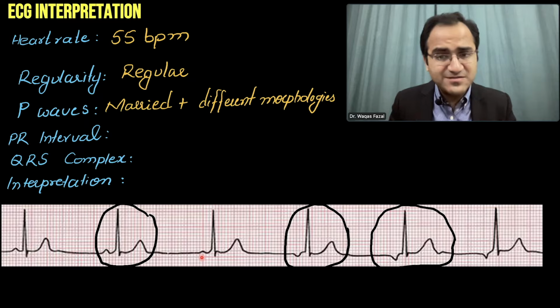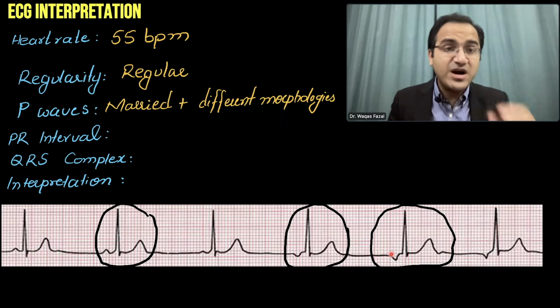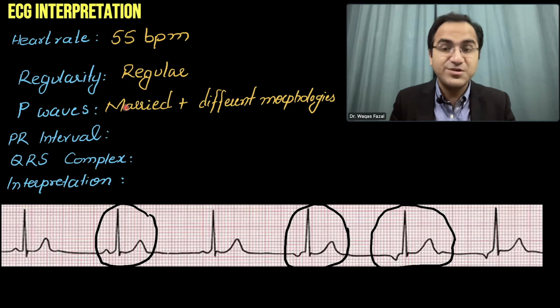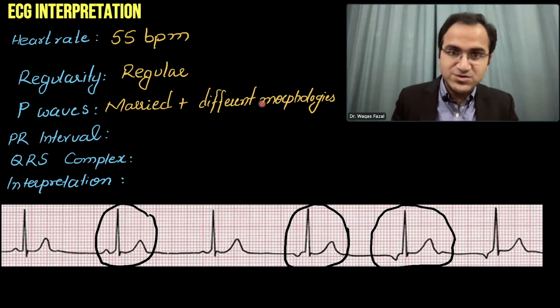If you look at the P waves, they are followed by QRS complexes. So P waves are married to the QRS complexes, but the P waves are not normal. The P waves are having different morphologies. So we won't write that the P waves are normal and married. We will write it as married plus different morphologies of P waves.